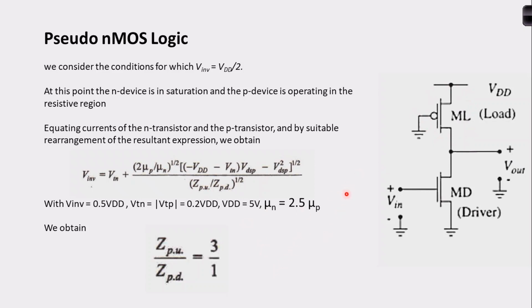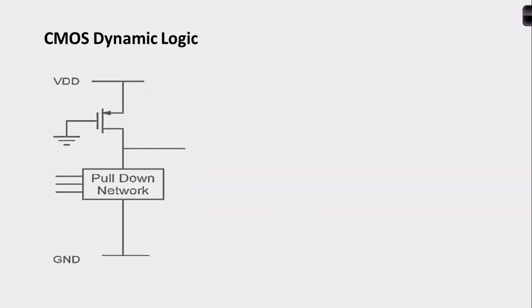When the resistance offered is different, the power dissipation is going to be different. If you compare NMOS and pseudo NMOS, the power dissipated in pseudo NMOS is much lesser when compared to NMOS logic. So this is the advantage in shifting from NMOS logic to pseudo NMOS logic. Okay, let us look into another logic, that is CMOS dynamic logic.